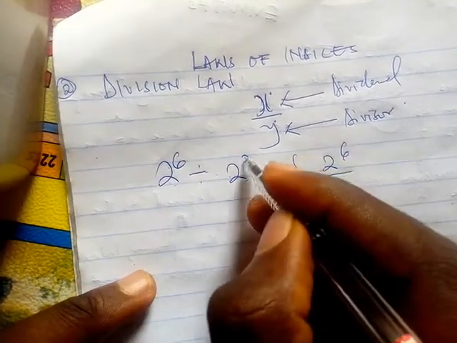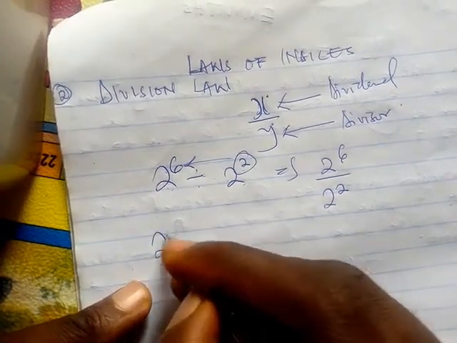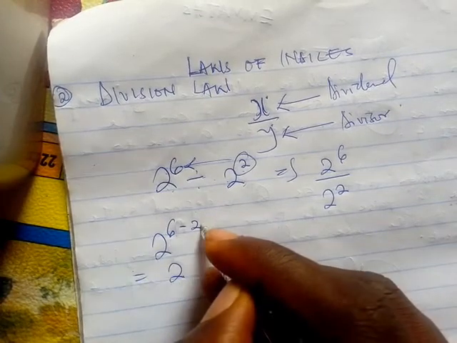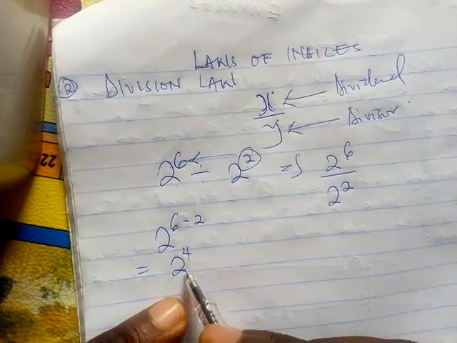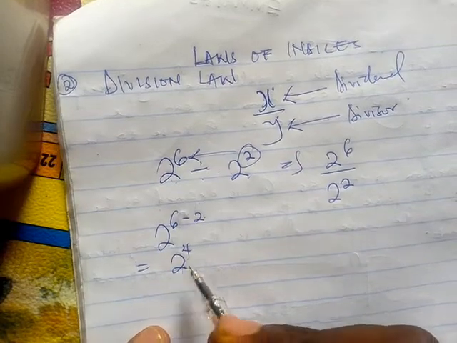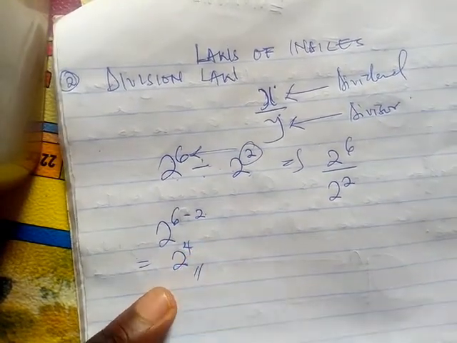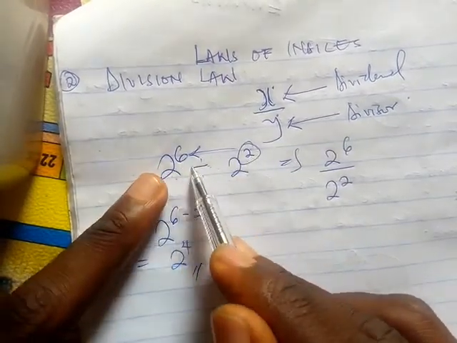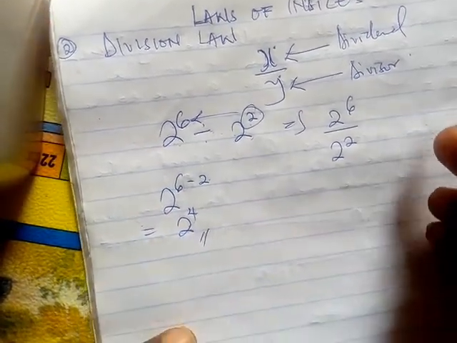So you subtract the 2 from the 6. So you have 2 raised to power 6 minus 2. That becomes 2 raised to power 4. You can as well break this down to give you the final answer, but we can leave it like this. So 2 raised to power 6 divided by 2 raised to power 2 gives you 2 raised to power 4.